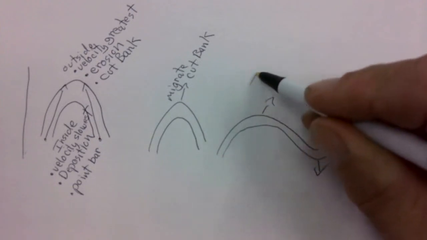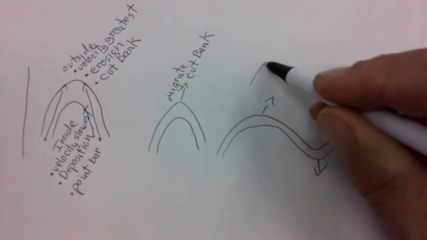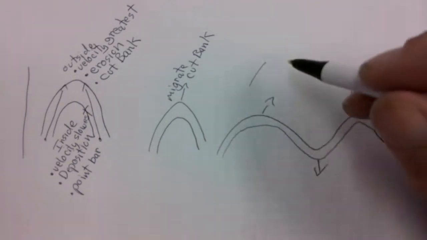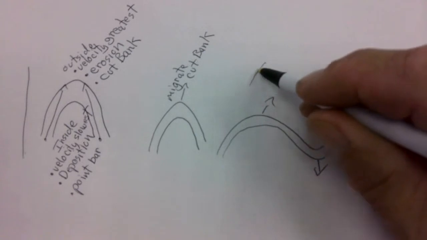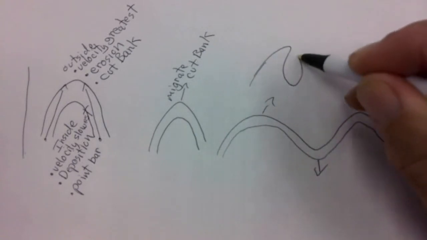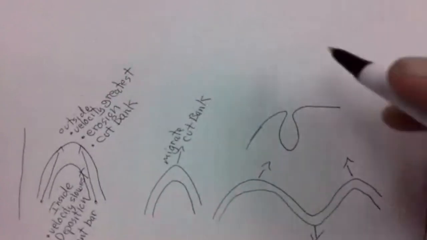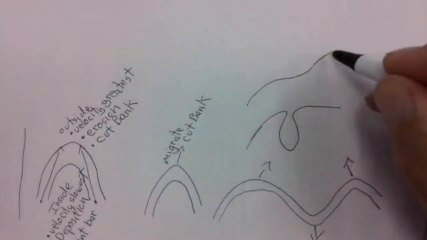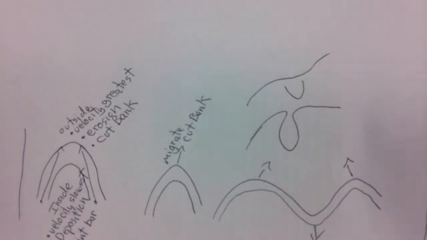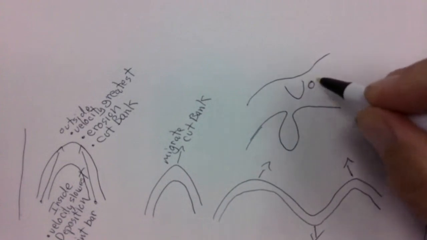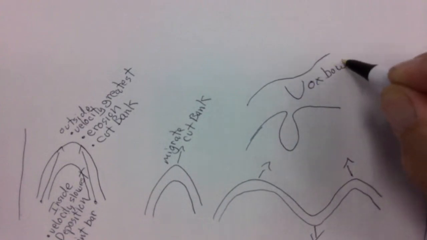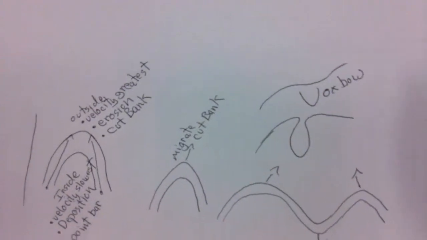Over time, you get something like this. And then eventually, what happens, the middle meander gets cut off from the main channel, and you have an oxbow.